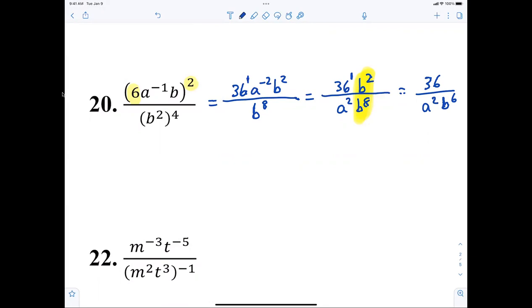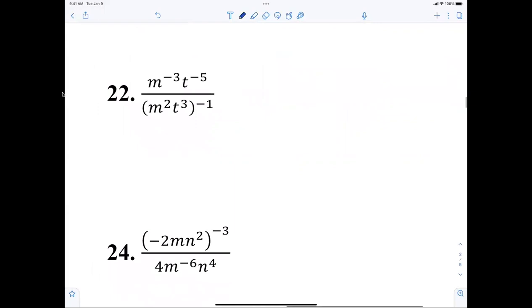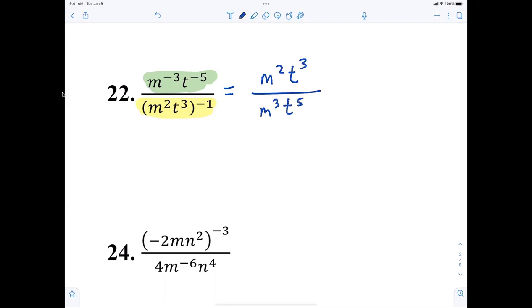All right, here we go. Let's see what you got. I don't want to interrupt, but what do I have to do to all this? You have to move it to the top, guys. Move everything to the top. And then all of this goes where? All of that goes to the bottom. So I have m squared t cubed over m cubed t to the fifth.